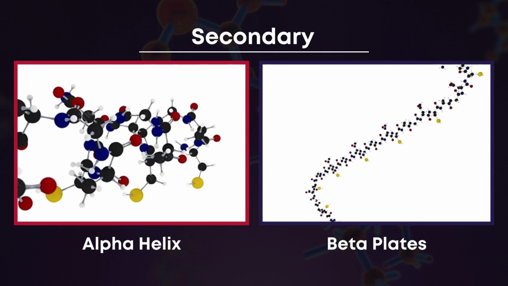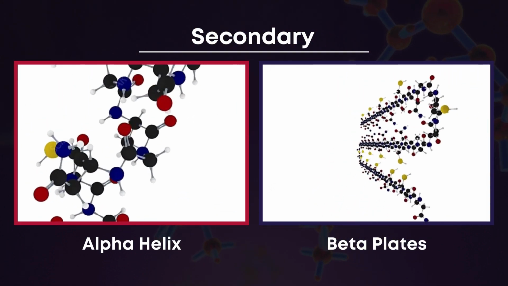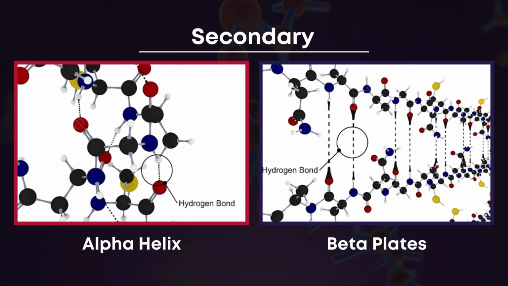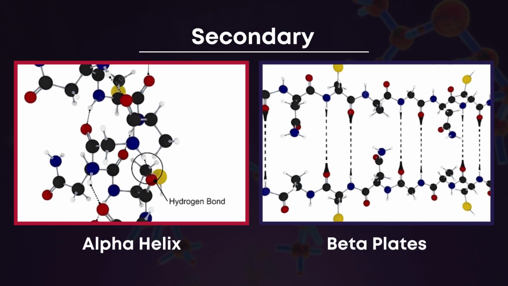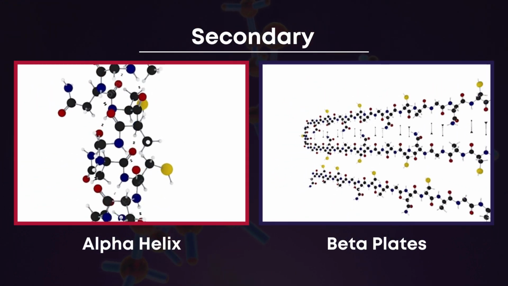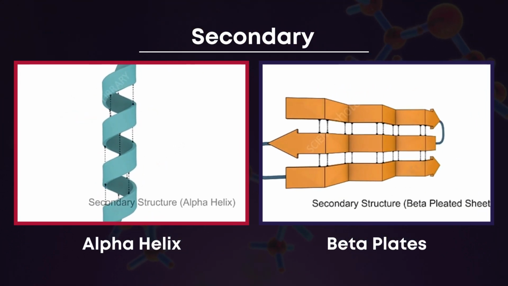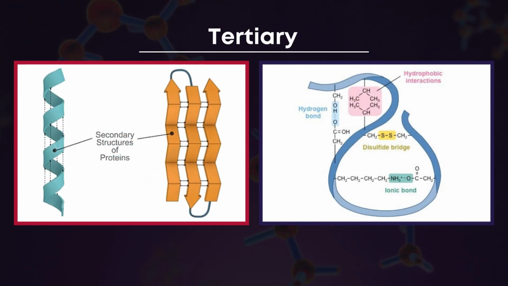Next, we move to the secondary structure, where the polypeptide chain begins to fold into distinct shapes, like alpha helices and beta sheets. These structures are stabilized by hydrogen bonds between the amino acids, giving the protein its early three-dimensional shape.